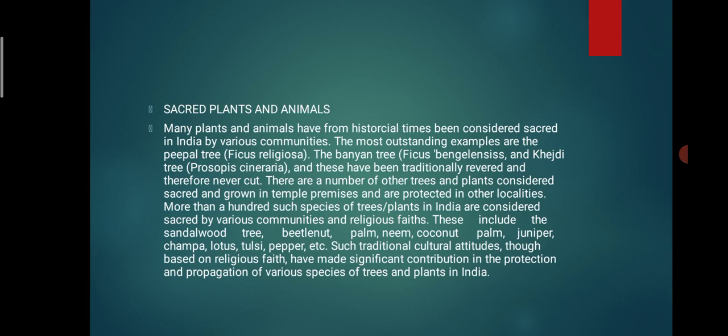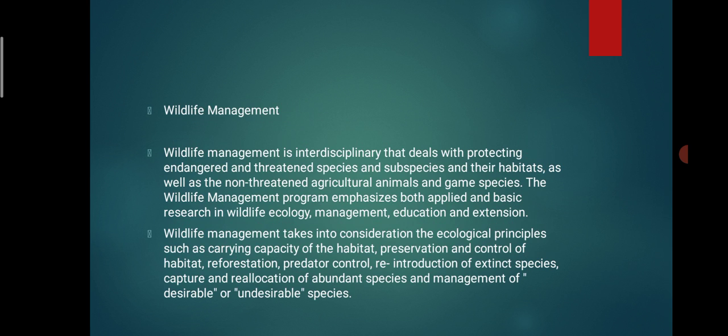Then sacred plants and animals. As we have heard about the Devrai, it is an area protected in the name of a god. A number of plants are protected due to their religious importance, like Ficus religiosa, Prosopis cineraria, Ficus bengalensis, or Ocimum sanctum. Because of their religious importance, these plants are protected as per the gods.